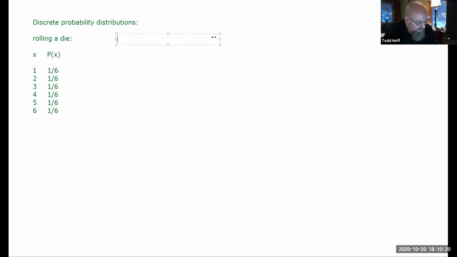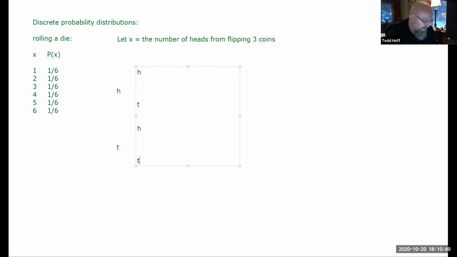So let's do another function. We're going to let x equal the number of heads from flipping 3 coins. So let's take a look at this. Let's draw out our possibilities here. The first coin could be heads or tails. Second coin can be heads or tails. Third coin could be heads or tails.